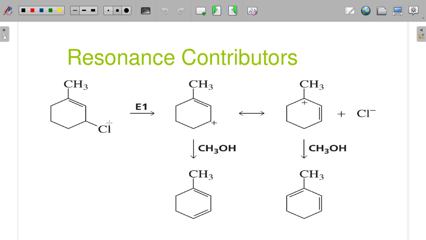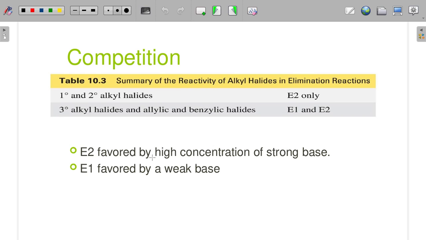Now, had we done this one under E2 conditions, so a strong nucleophile, we would have only ended up with that product. Okay, so that's a factor and it's going to help us out.